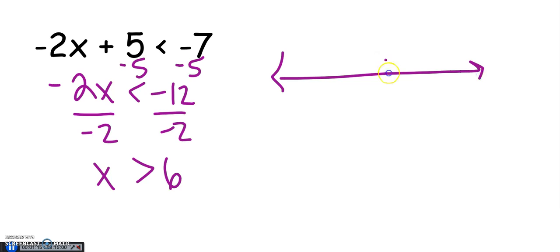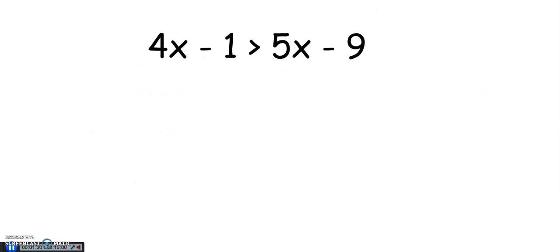If we have to graph that, in the middle of our graph, we're going to put the number 6. We use an open circle because it's just a greater than, not an or equal to. And the arrow is going to point the same way as the inequality. So all the stuff that's greater than 6 is to the right.